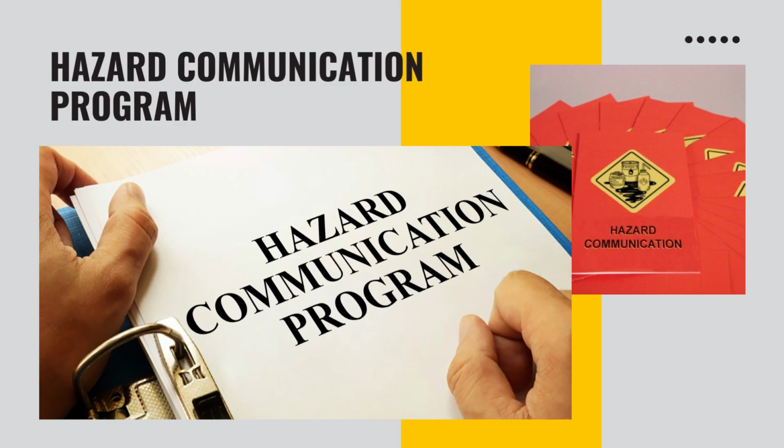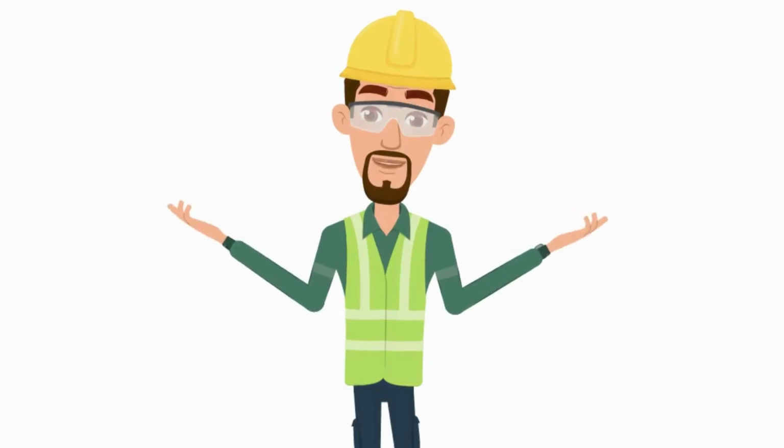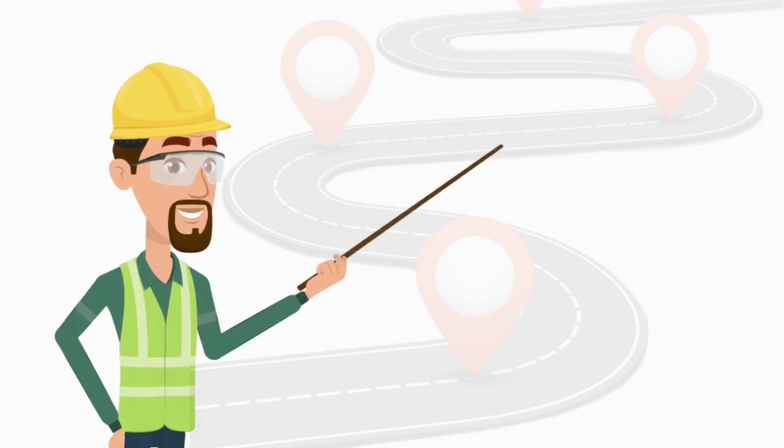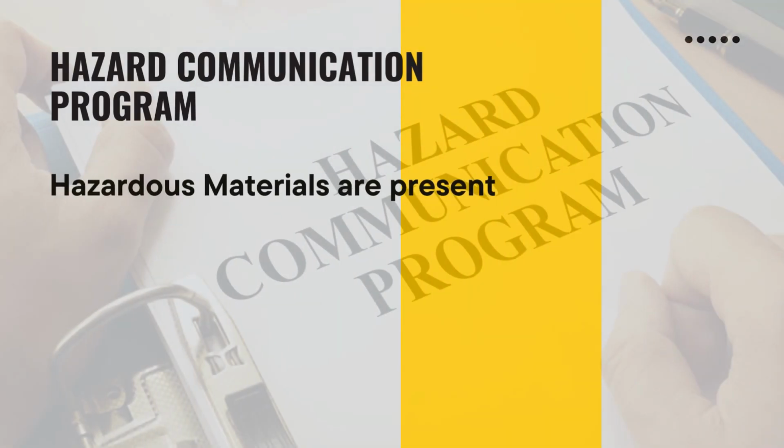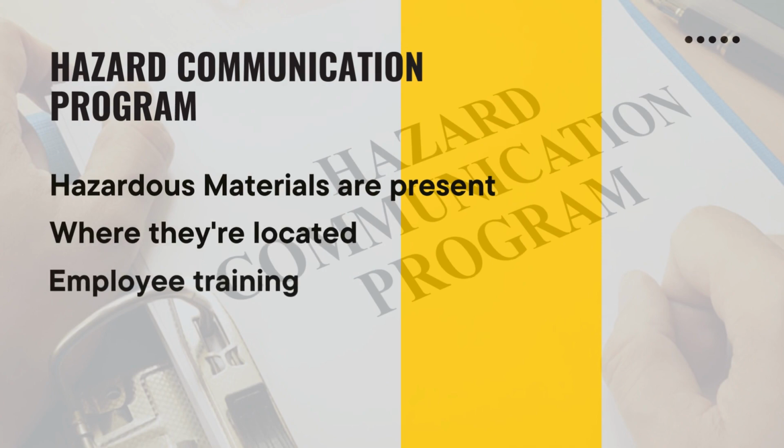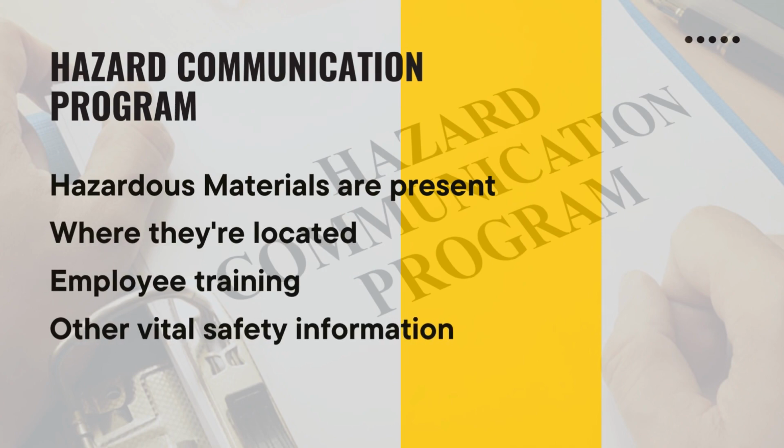Beyond SDSs and labels, your workplace should have a written hazard communication program. This document acts as a roadmap, outlining how your facility complies with the Hazard Communication Standard. It covers what hazardous materials are present, where they're located, employee training, and other vital safety information.